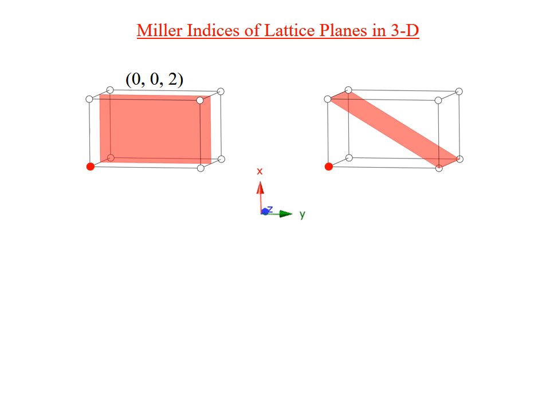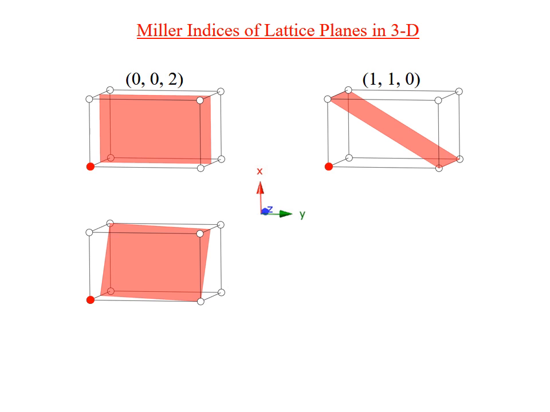In this case, we have a plane that cuts the x-axis at a/1, it cuts the y-axis at b/1, and it's parallel to the z-axis. So its Miller indices will be 1, 1, 0. Here in this case, we can see that the first plane does not intercept the x-axis at all in the positive direction. We would have to extend it back down, where we will find that it intercepts that axis at -a/1. It intercepts the y-axis at b/1, and it intercepts the z-axis at c/2. So its Miller indices are -1, 1, 2.